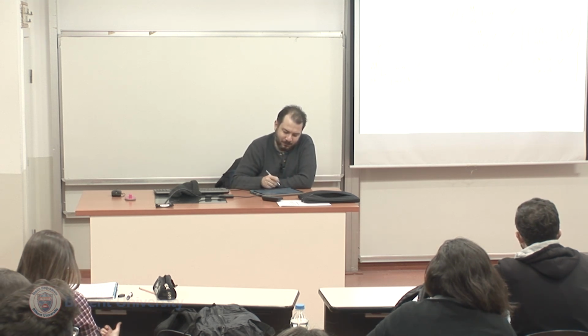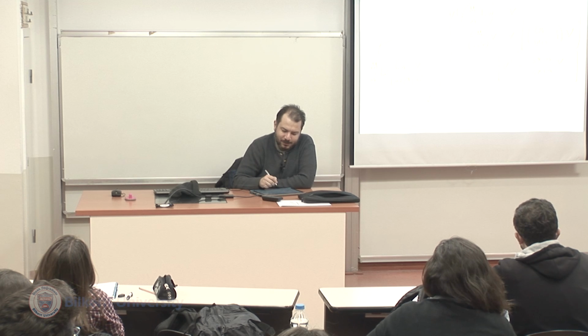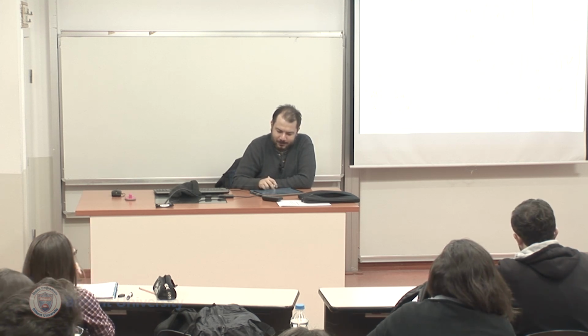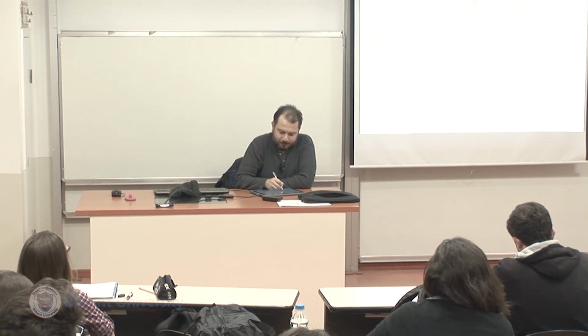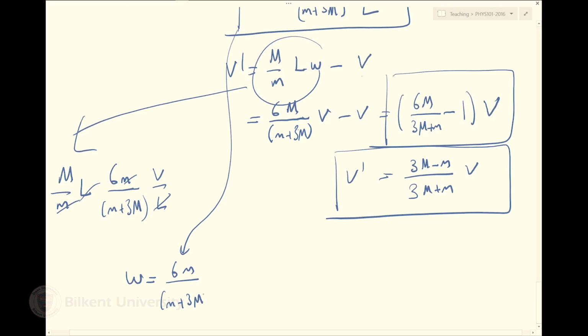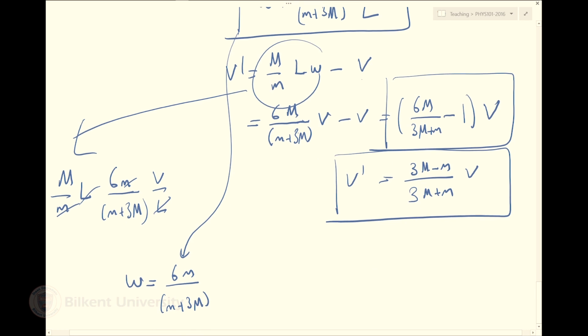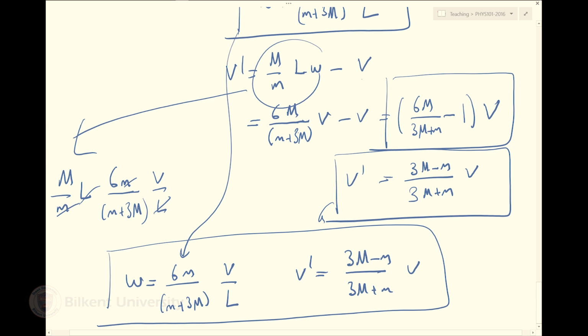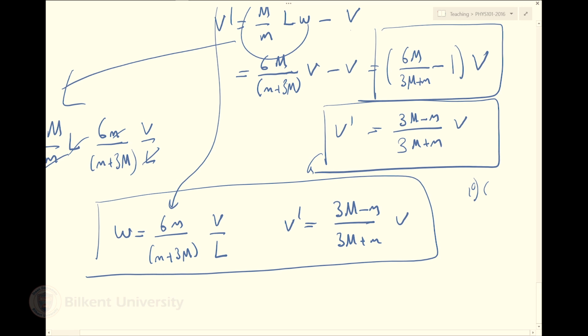So let's put those results in. Omega is 6m divided by small m plus 3m, V over L, and V prime is 3m minus small m plus m. Did I reach my goal? Yes, everything is expressed in terms of given quantities.